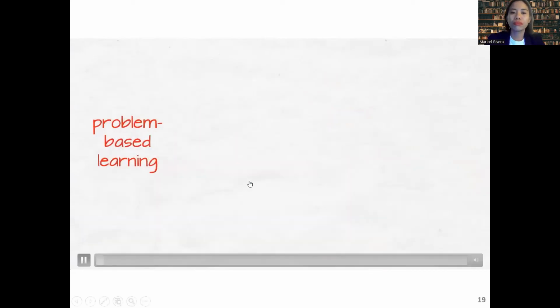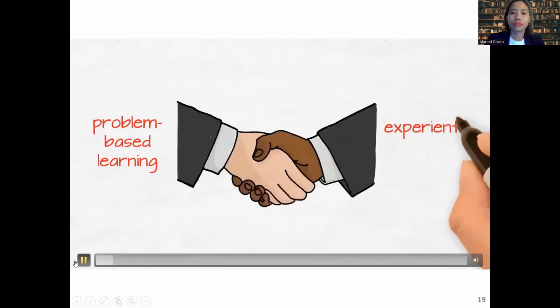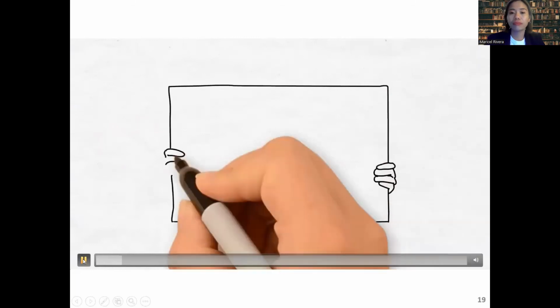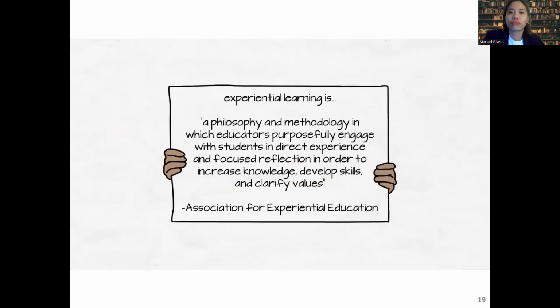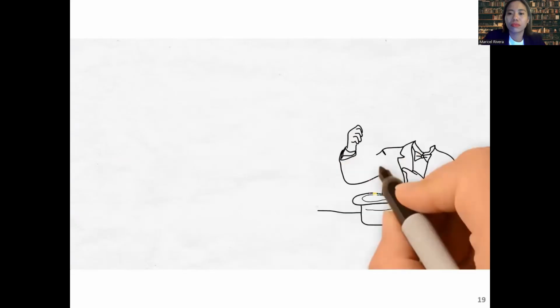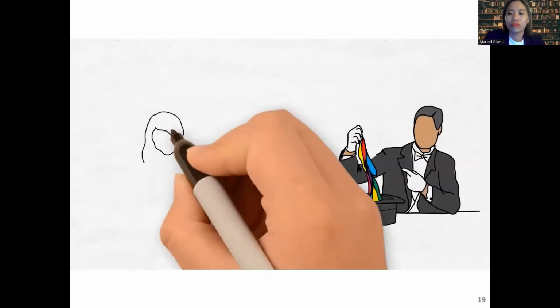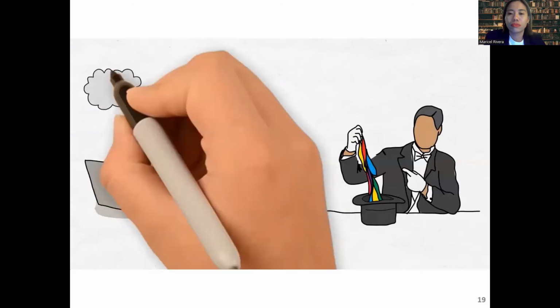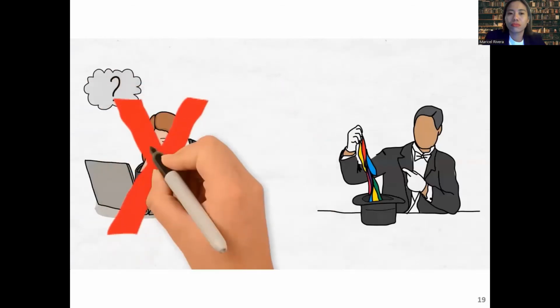PBL goes hand in hand with experiential learning, which the Association for Experiential Education defines as a philosophy and methodology in which educators purposefully engage with students in direct experience and focus reflection in order to increase knowledge, develop skills, and clarify values. Through experiential learning, students learn through problem solving and critical thinking instead of recall and memorization, much like problem-based learning.